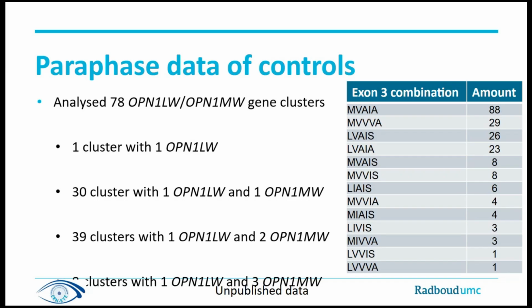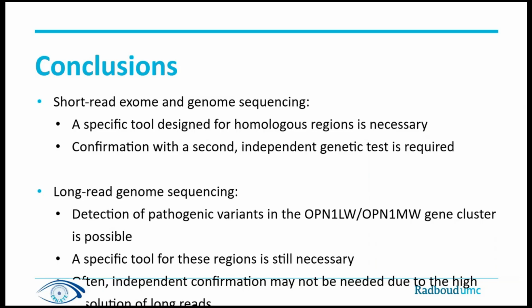To wrap up my presentation, in short, with exome sequencing and genome sequencing, detection of pathogenic variants in the Opsin gene cluster is possible. However, a specific tool designed for homologous regions is necessary for automated variant detection, and confirmation with a second independent genetic test is required.